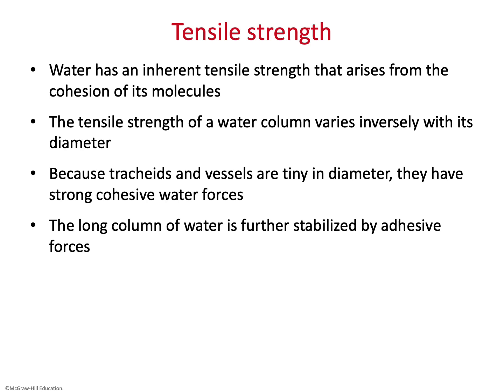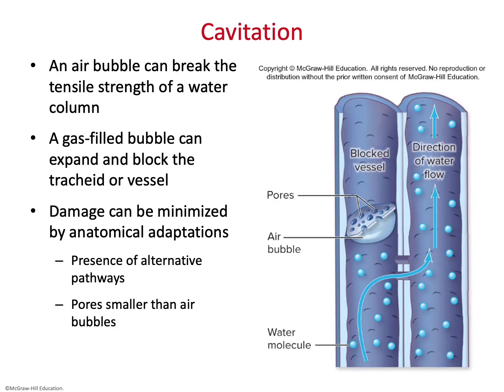The tensile strength of a column of water can vary depending on the diameter of the column. As you know, tracheids and vessels are tiny in diameter, and they have very strong cohesive force against gravity. Further, we did talk about adhesive forces. The adhesive force is actually the ability of water molecules to attach to the side of the tracheid or xylem vessels. Actually, this will further stabilize the column of water against gravity in the xylem.